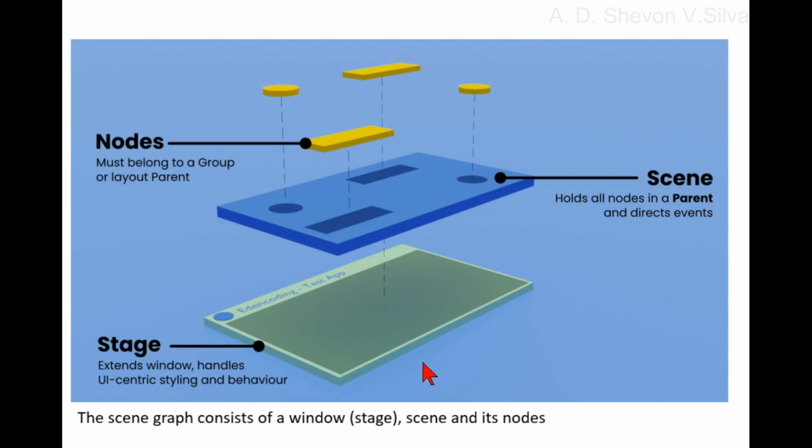Stage. The stage represents the window of any view in the JavaFX model. In fact, it extends the window. Scene graph. The scene graph in JavaFX represents the contents of a scene that focuses on the hierarchical relationship between nodes.